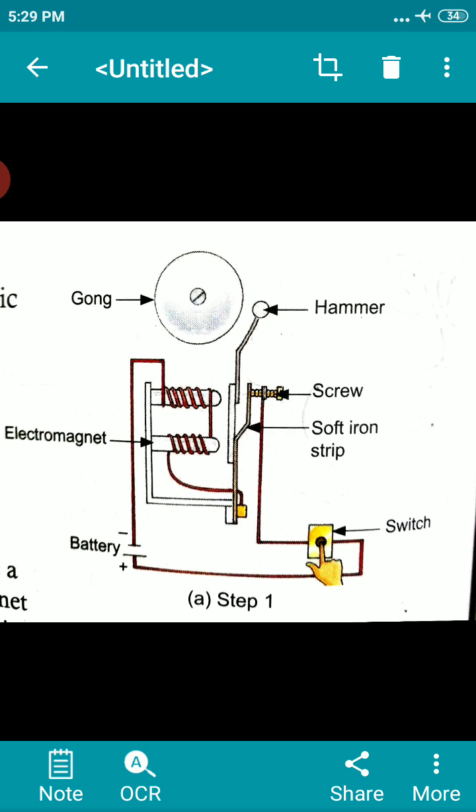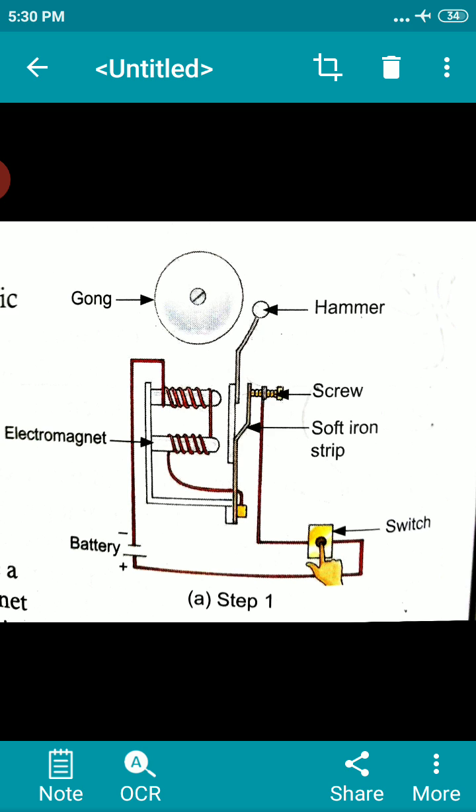So how it works? On pressing the switch, the circuit gets completed. So electric current flows through the coil and hence the coil behaves as a magnet which is called the electromagnet. Hence now the soft iron strip is attracted towards the electromagnet. At this instant, the hammer fitted at one end of the iron strip strikes the gong of the bell to produce a sound. However, when the electromagnet pulls the iron strip, the contact of the screw with the strip breaks and so the circuit breaks.